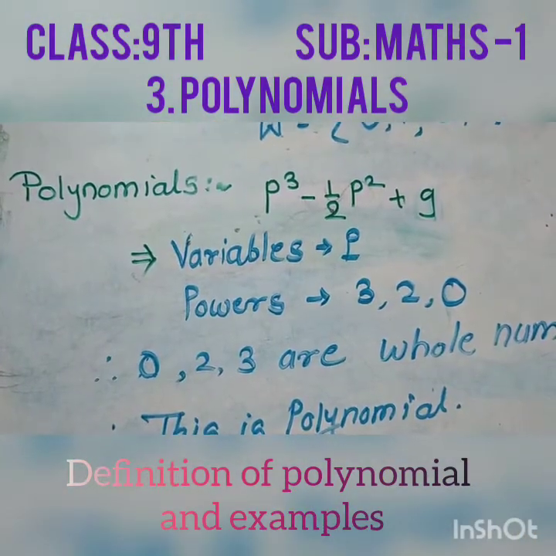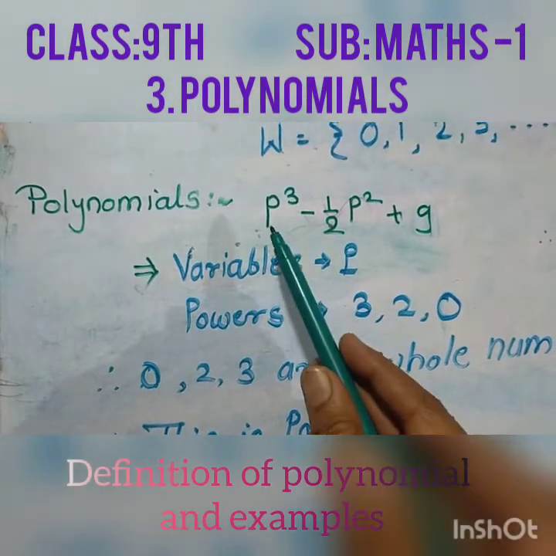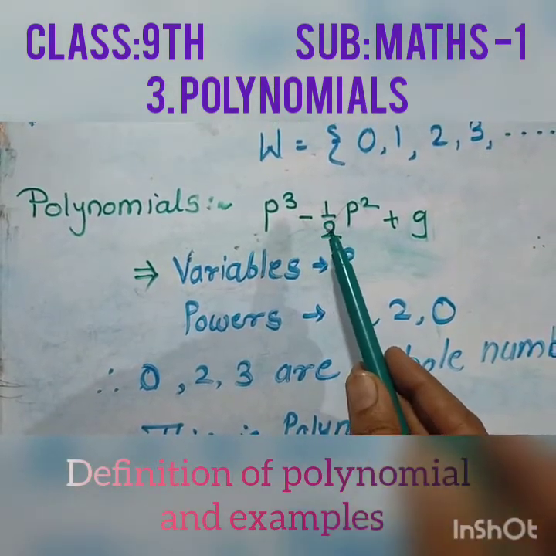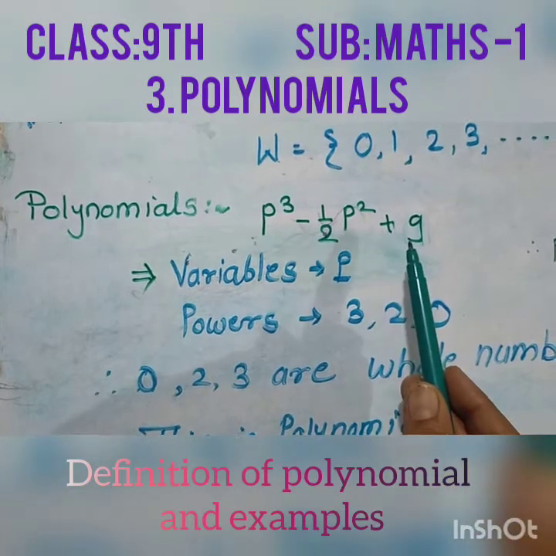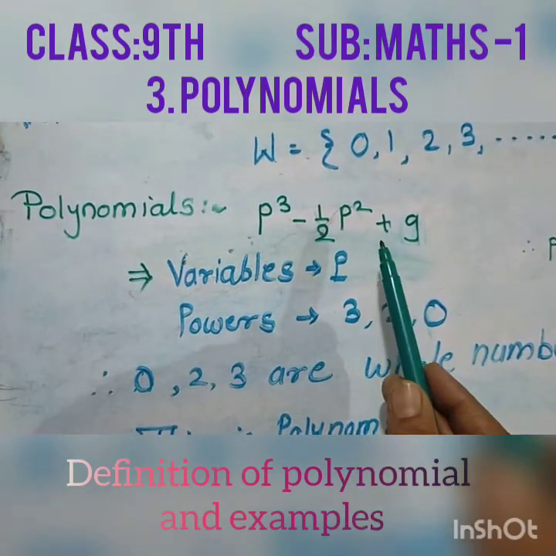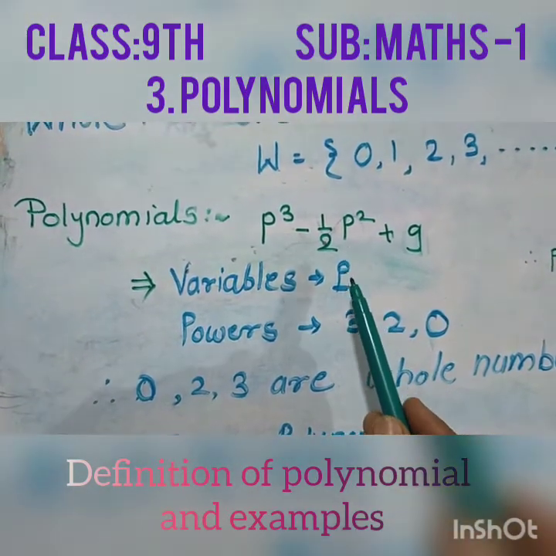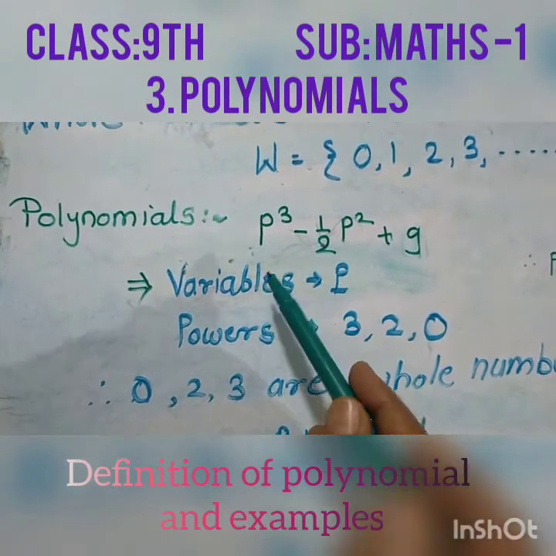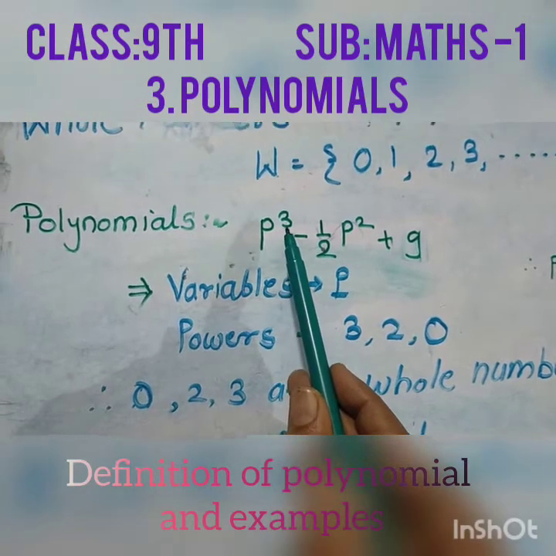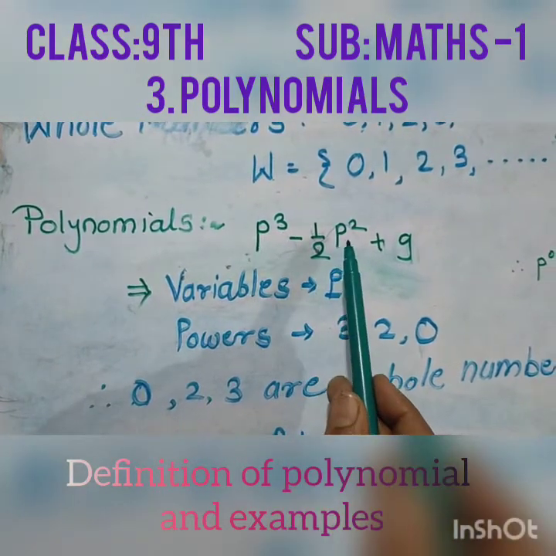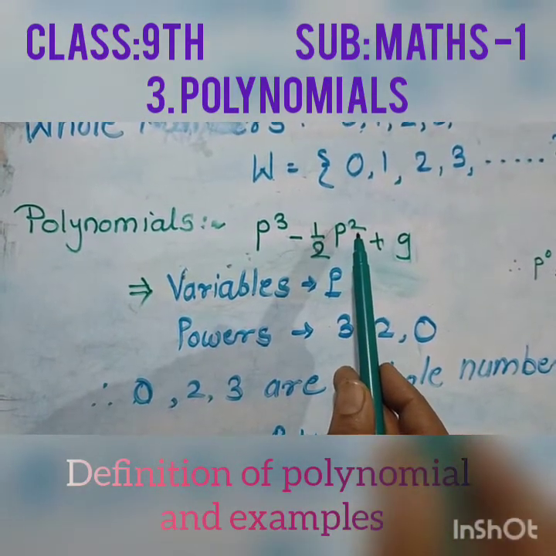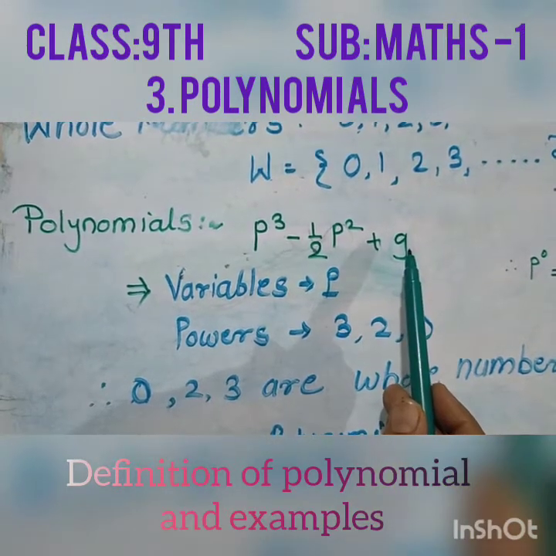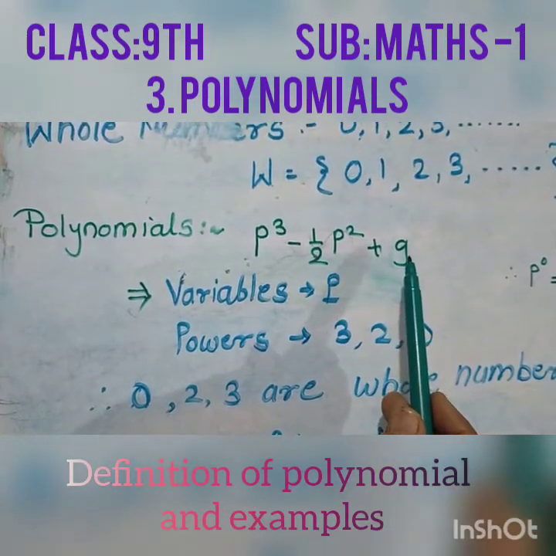Now we see the second example: p cube minus 1 upon 2 p square plus 9. By observing this, we say that the variable is only one, p. Okay, now what are the powers? P cube means power is 3. Here p square means power is 2. And here just the number 9, it means it is a constant.